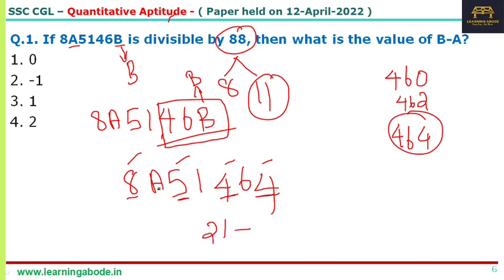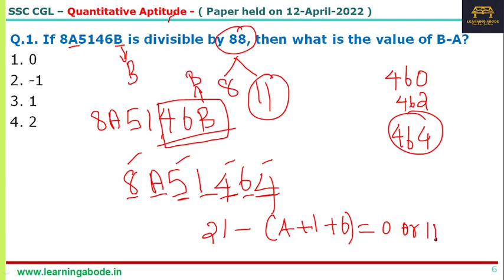Minus, and in the even places we have 1 and 6, so minus a plus 1 plus 6. Now this should be either 0 or 11. Now what we have is 21 minus a minus 7 is equal to 0 or 11, right?